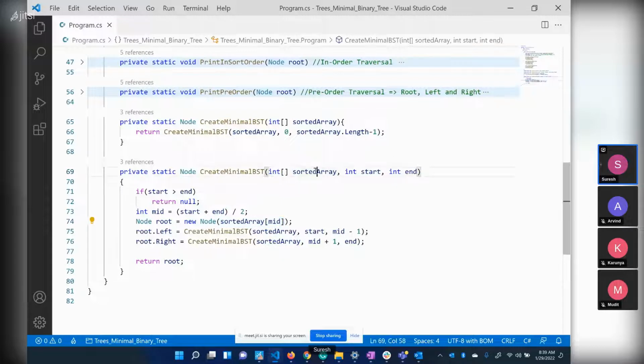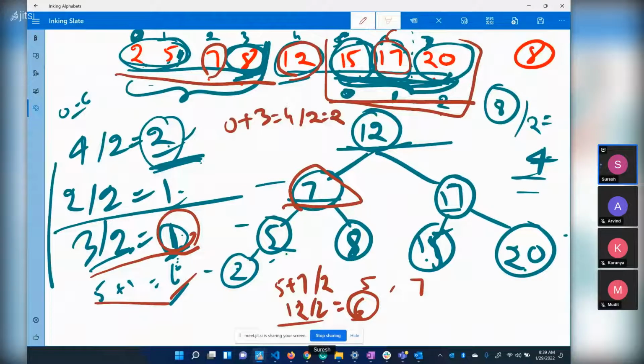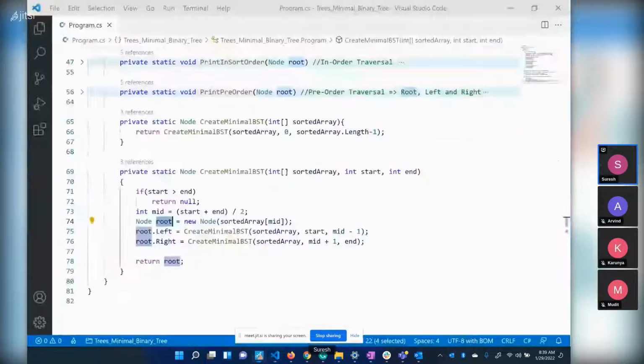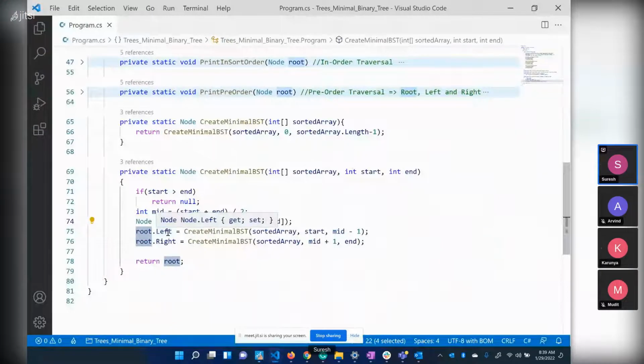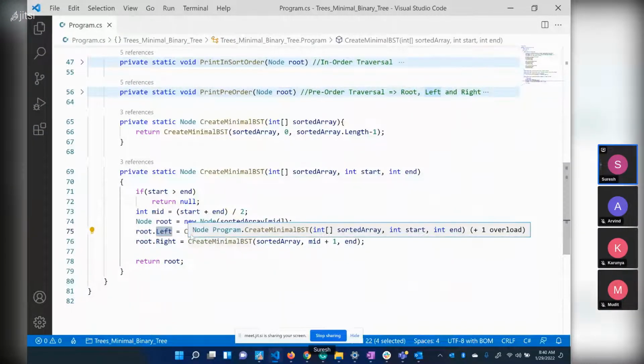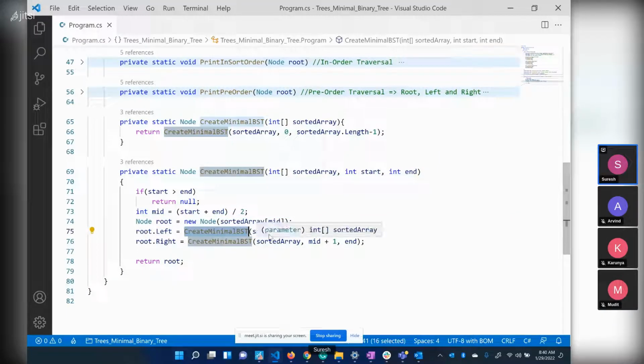Sorted array is there, and take the mid element and create a node. That's what we just did, right? Initially we got the mid element 12. We created a node and we put the 12 there. And now you need to do the left of it and you need to do the right of it. So how are you doing left? Recursively, root dot left equal to, again create minimal binary tree, sorted.